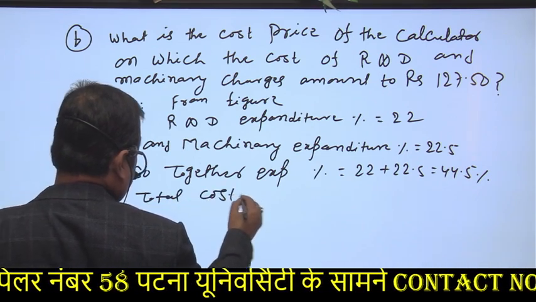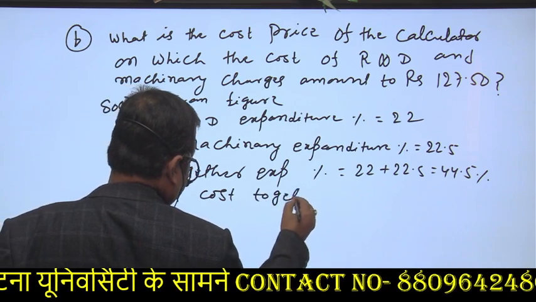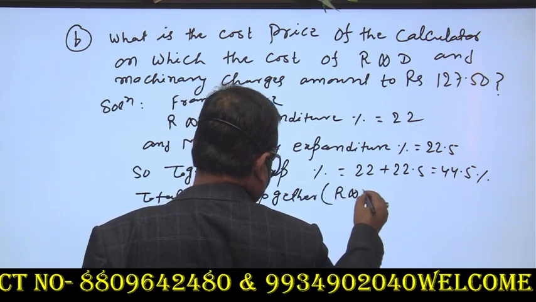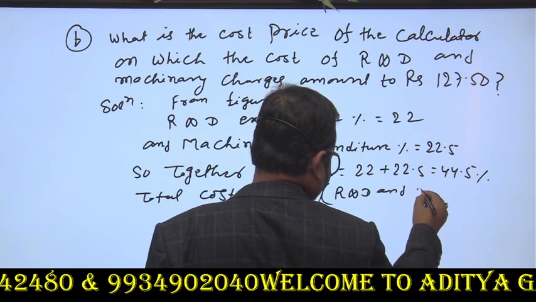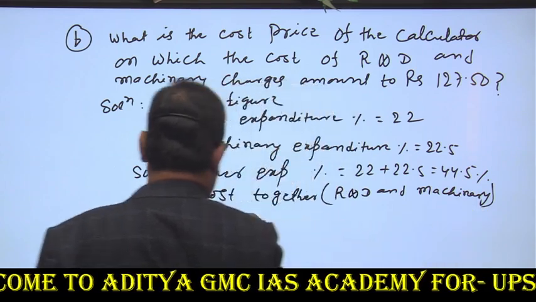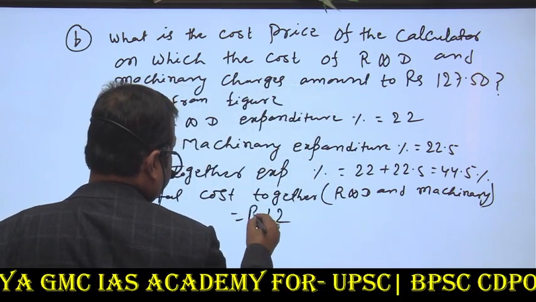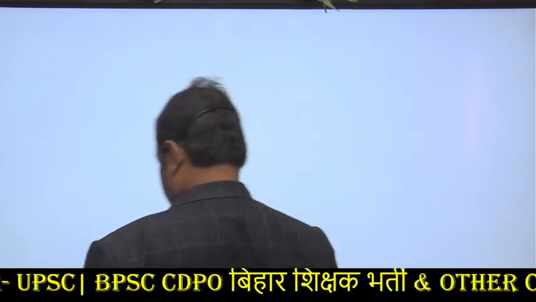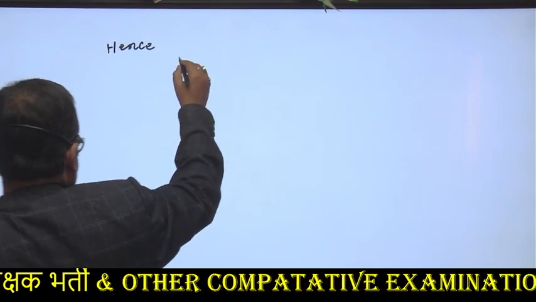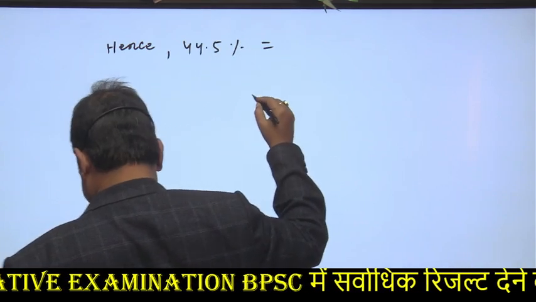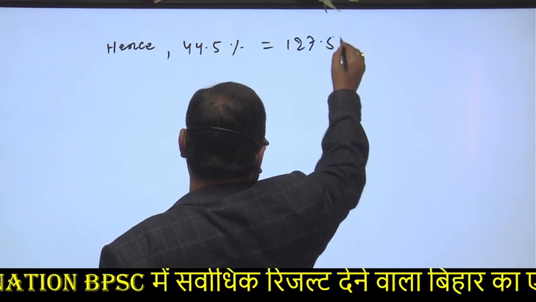Total cost together of R&D and machinery equals 127.50. Hence 44.5% equals 127.50.